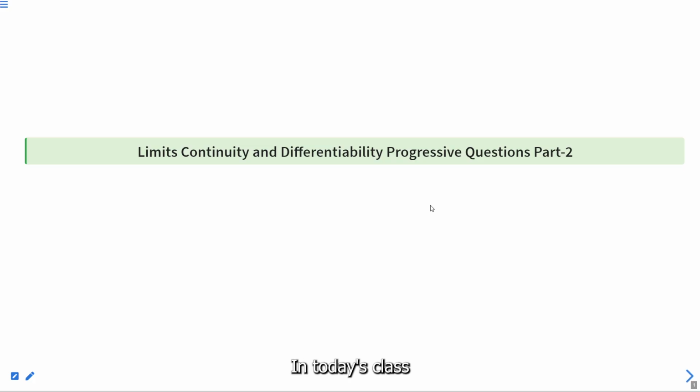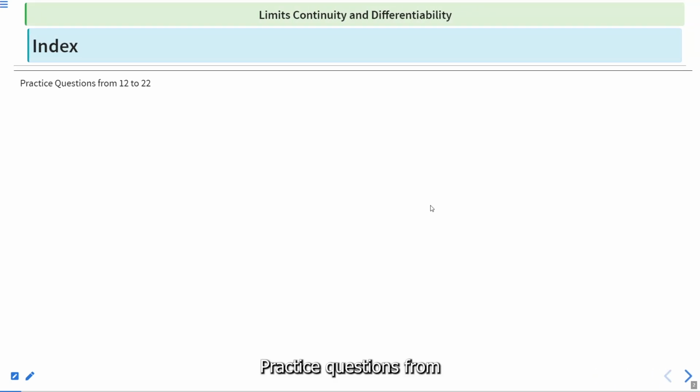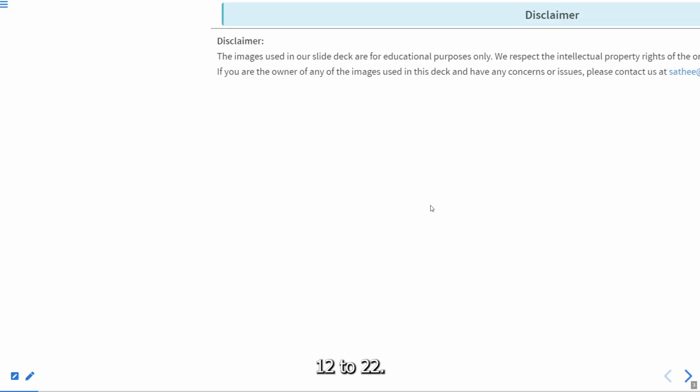Hello everyone. In today's class, we will see some more questions based on limits, continuity, and differentiability. Practice questions from 12 to 22.